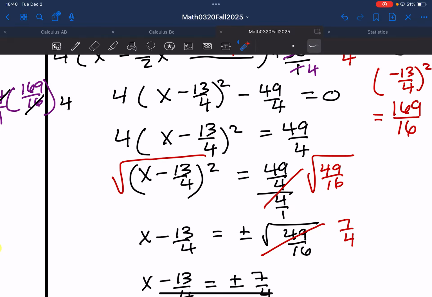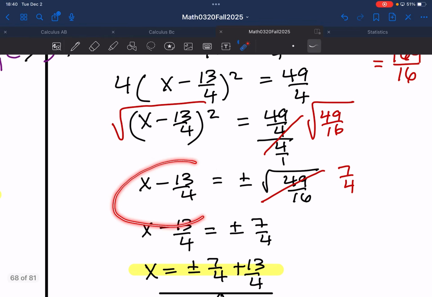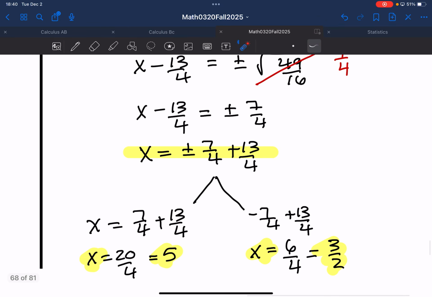And then we took the square root to get rid of the square. And so x minus 13 over 4 equals plus or minus, always, the square root of 49, which is 7, over the square root of 16, which is 4. So that's how we got 7 over 4. And then from there, we added the 13 over 4. And then we separated it into two possible answers. One where 7 over 4 is positive, and one where 7 over 4 is negative.